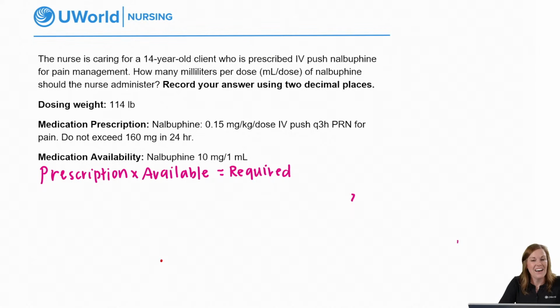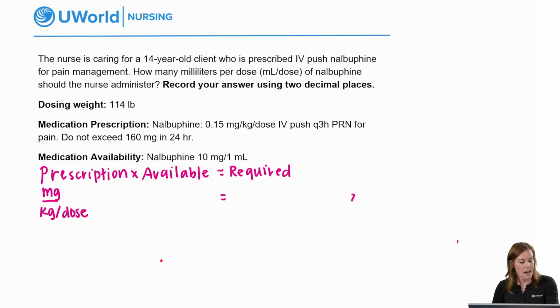Okay, so knowing that, let's look through and see. What we input for our prescription is from the physician. It's written in stone. We can't really do a lot of manipulation with it. What's required is what the question is asking us. So again, that's like our PIN. What's in between is what we have the ability to manipulate. Okay, so our prescription comes to us in milligrams per kilograms per dose. What is required, and we have that from here, is milliliters per dose.